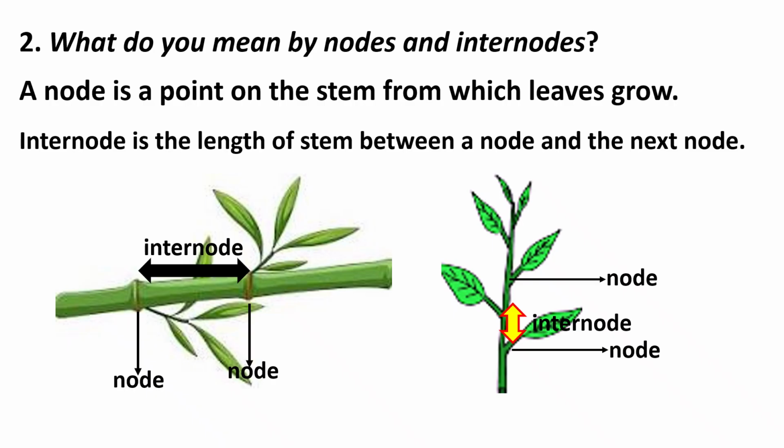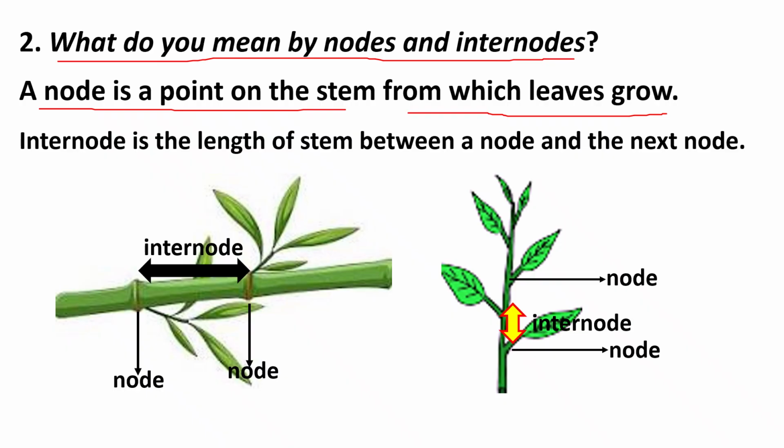Question number 2. What do you mean by nodes and internodes? A node is a point on the stem from which leaves grow. Here on the left side, this is a node, and you can see the leaves are growing. Here also, from each node leaves are growing. So node is a point on the stem from which leaves grow.